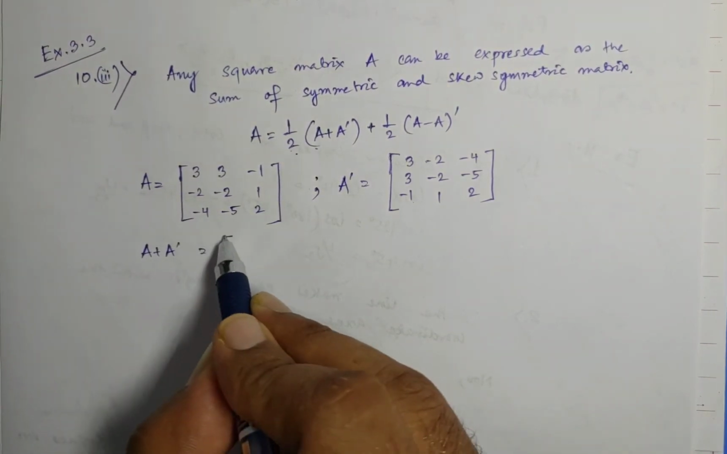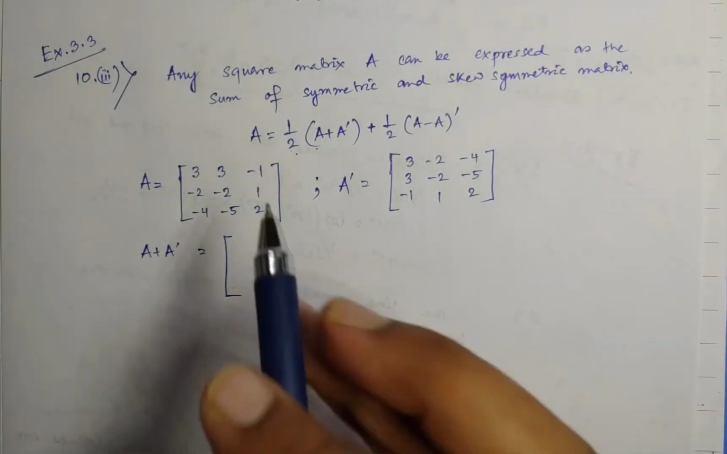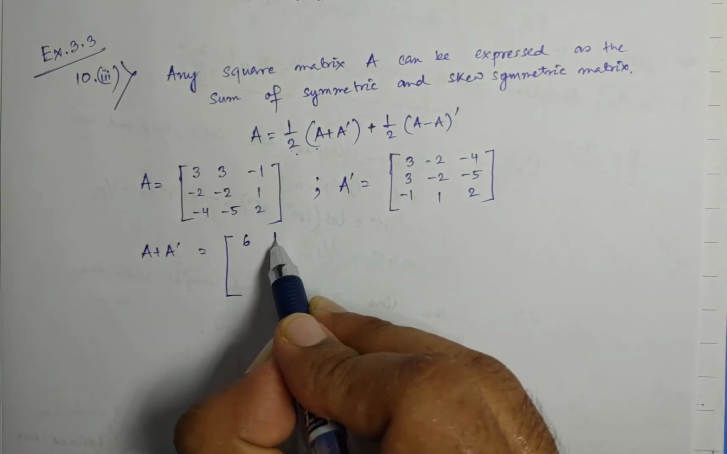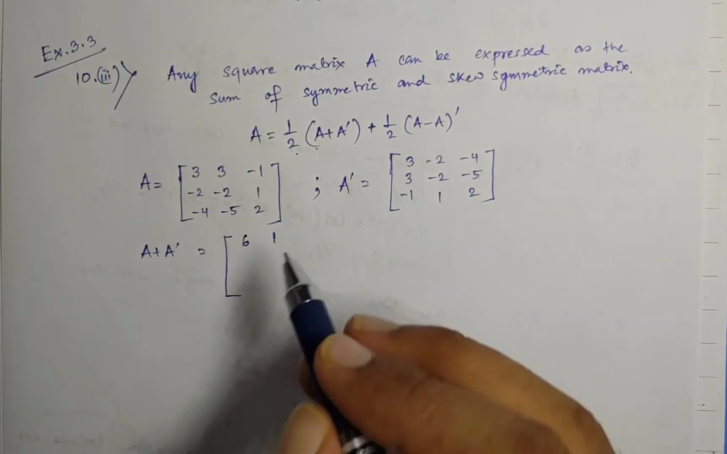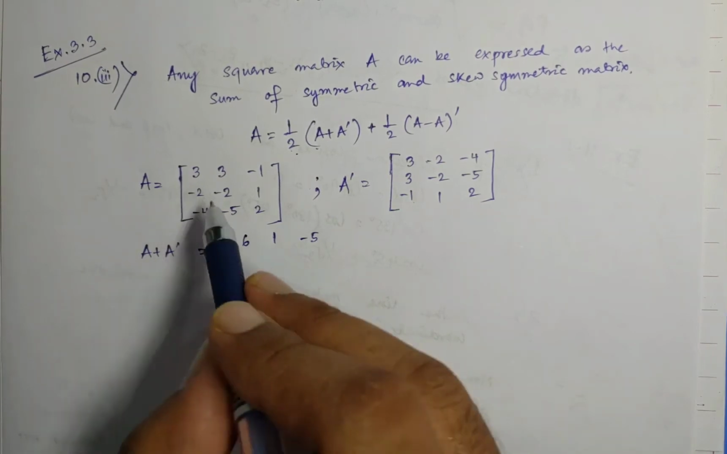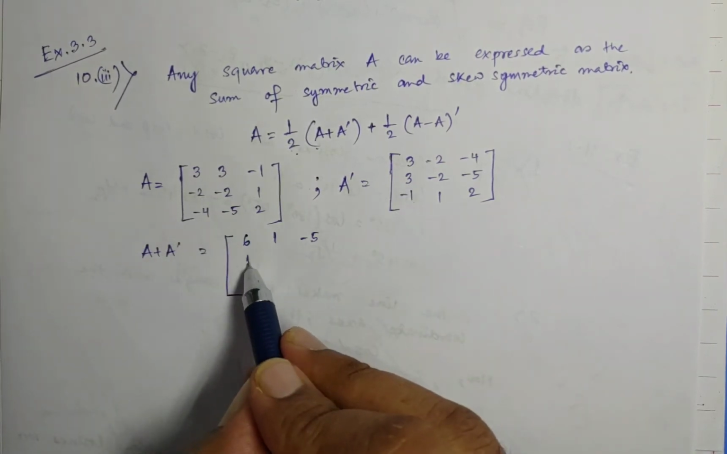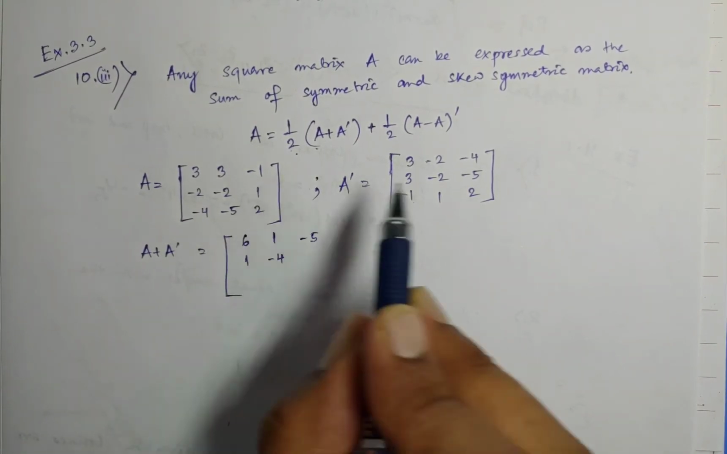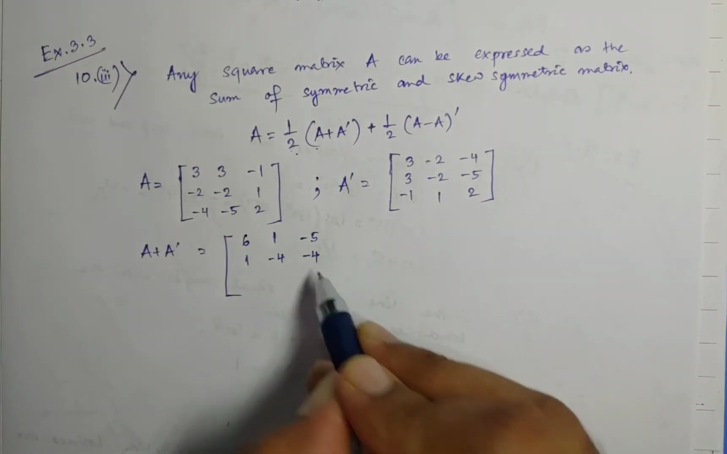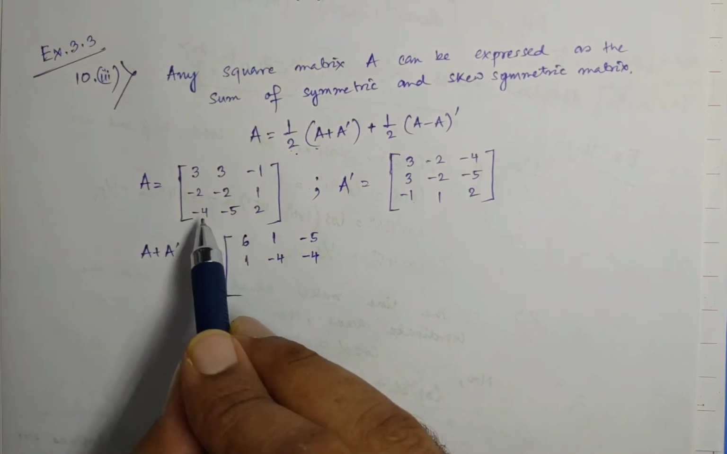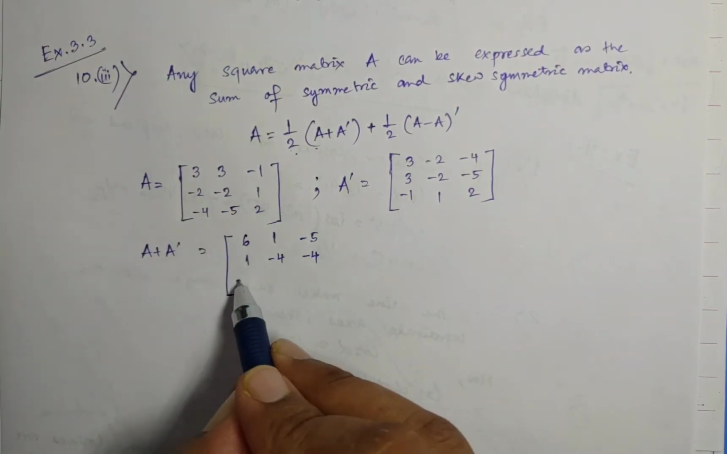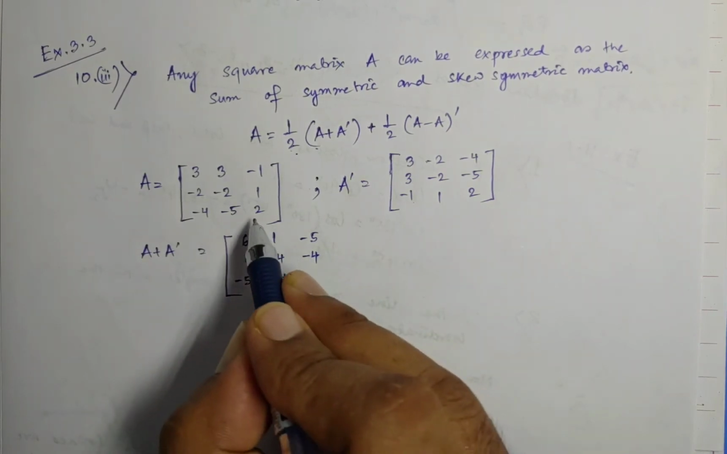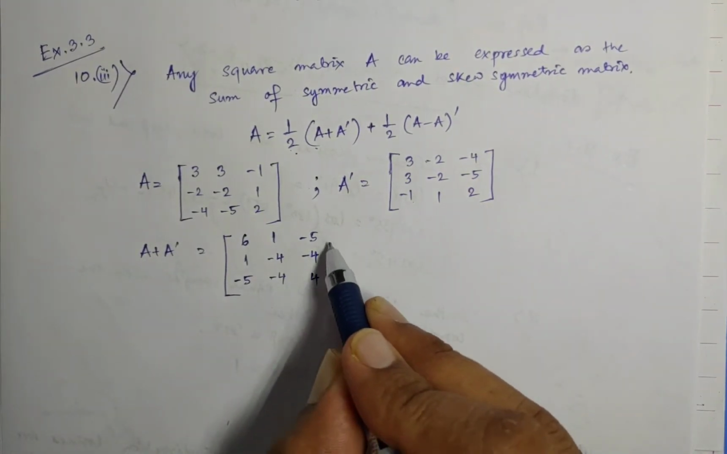Okay. Now we have to find the symmetric matrix, and the symmetric matrix is given by A plus A transpose. So let us find A plus A transpose. Just add them. How much do you get? 3 plus 3 is 6. 3 minus 2 is 1. Minus 1 minus 4 is minus 5. Minus 2 plus 3 is 1. Minus 2 minus 2 is minus 4. 1 and minus 5 is minus 4. I am just adding the corresponding numbers. Minus 4 minus 1 is minus 5. Minus 5 plus 1 is minus 4. And 2 plus 2 is 4.